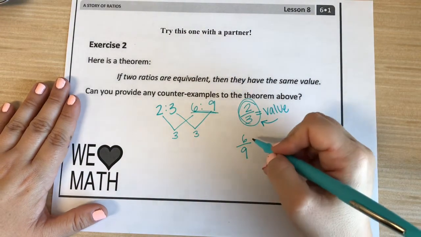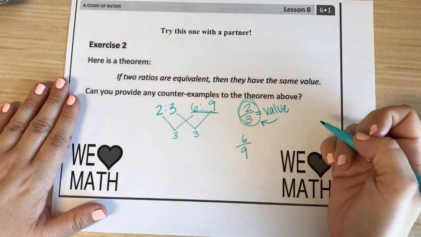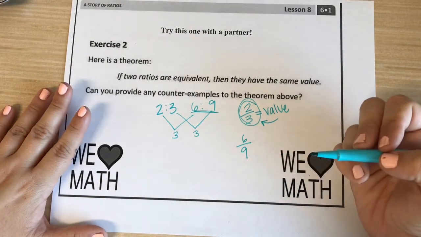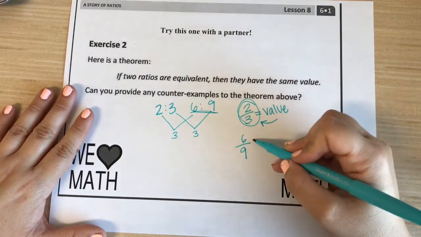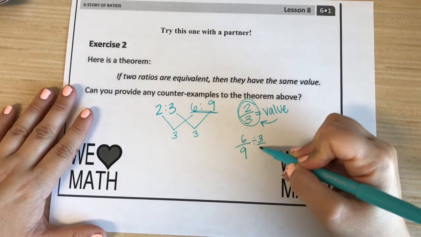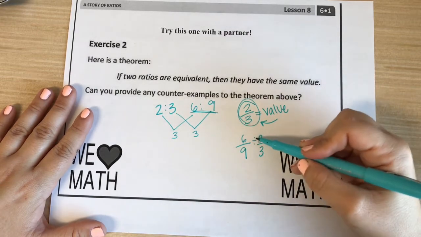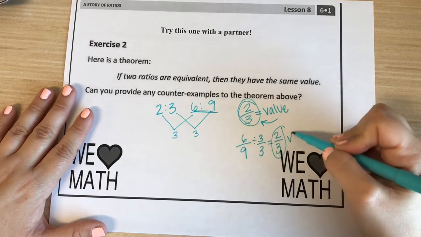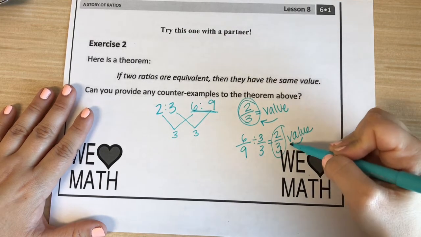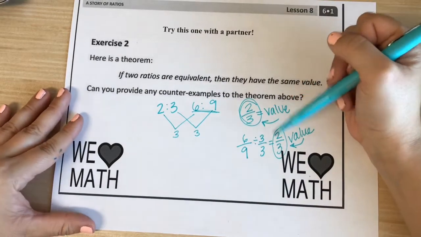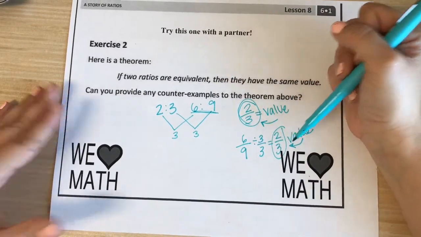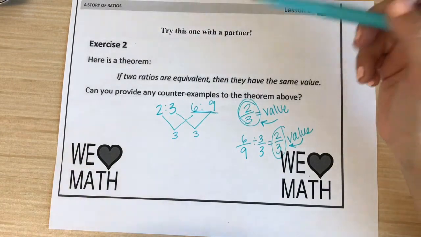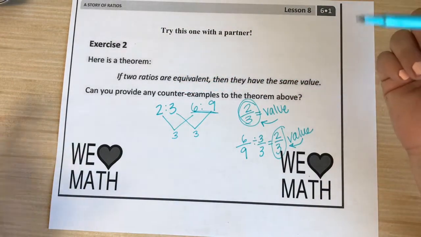6 to 9, can I reduce that down? Yes. They both share a factor of 3. So I could divide both sides by 3. 6 divided by 3 is 2. 9 divided by 3 is 3. There's the value. And oh, they are the same value. So here's another example that it's true. So we were not able to come up with a counterexample.